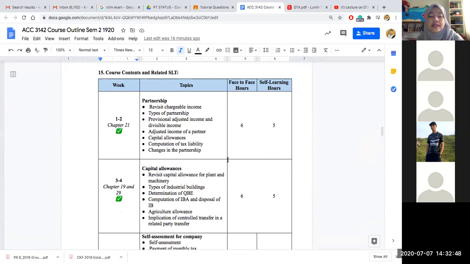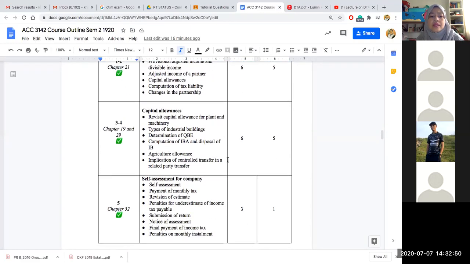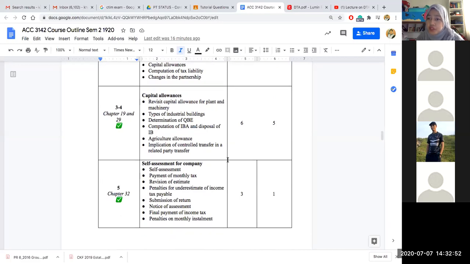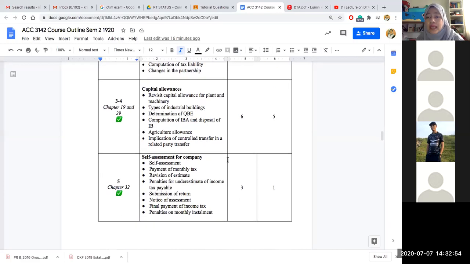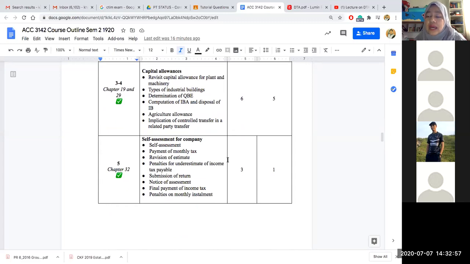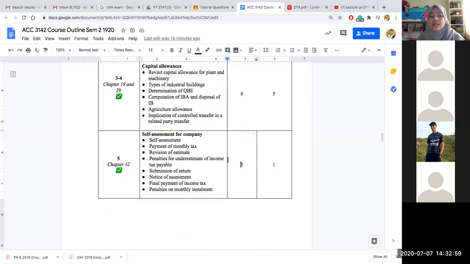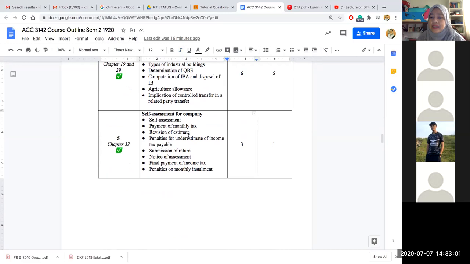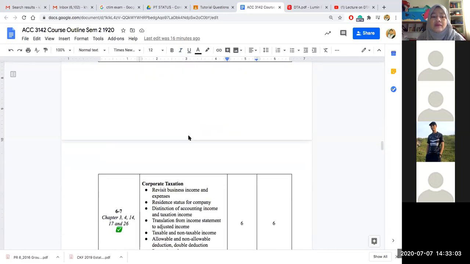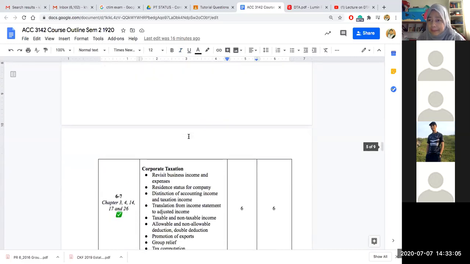Can you write it down? Topic is partnership, capital allowance, where you have plant and machinery and industrial building allowance, plus another question on agricultural allowance. And then you have the self-assessment for company. So these 5 topics will be in your midterm exam.